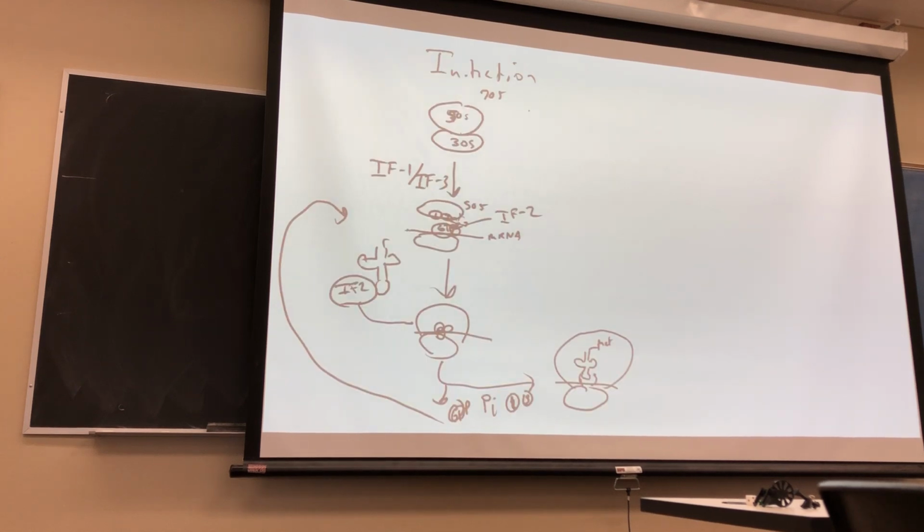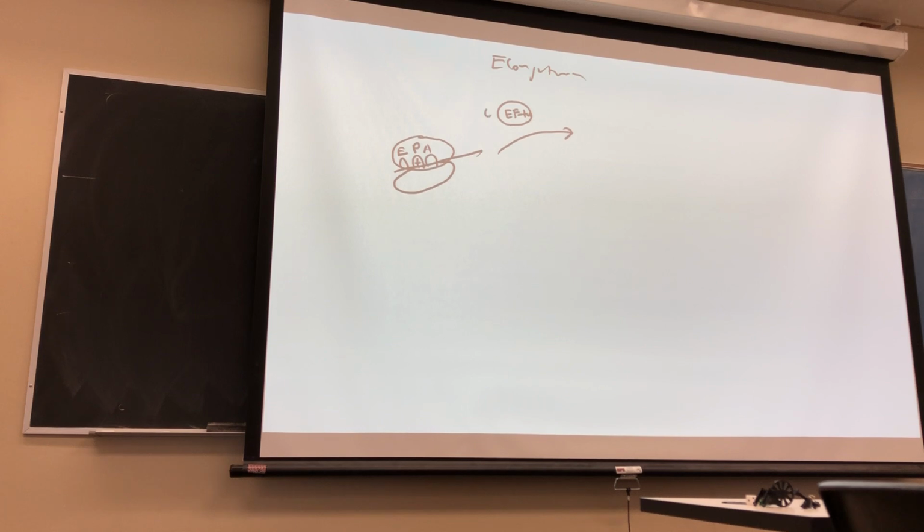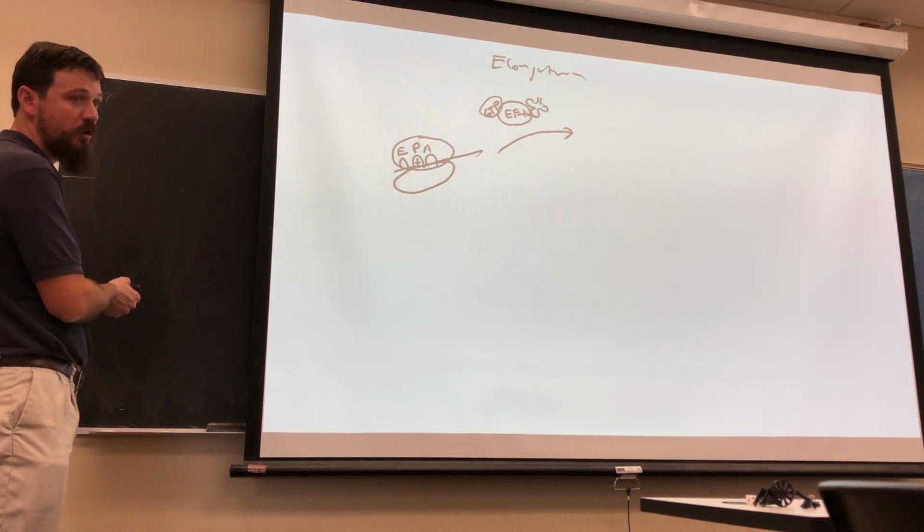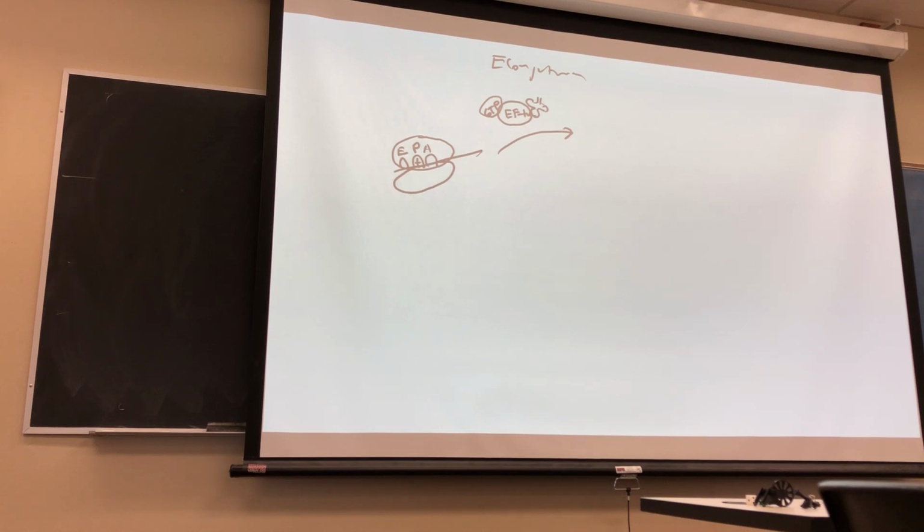EF-Tu, and this is a GTPase, and it will have bound to it the next tRNA. In order for it to come in here, we have to be able to have anticodon base pairing. So we actually use that, and it's going to place that in there.